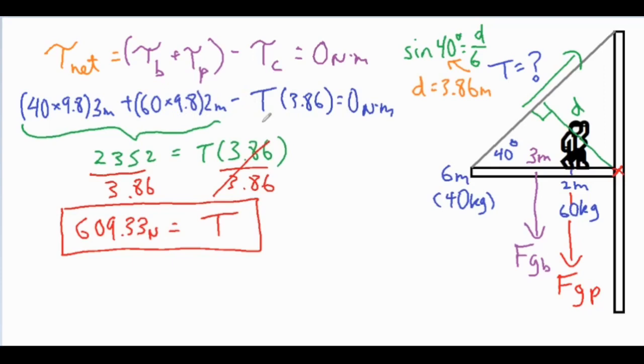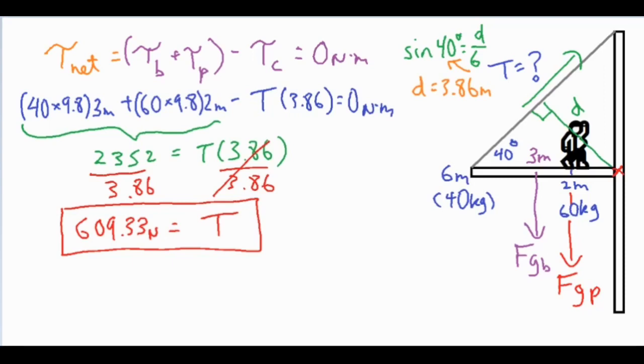And then we subtracted the T, force of tension, times that lever arm that we found earlier in orange over here. And if you take the product of these two and then sum them up, we get 2,352 Newton meters. And then I added the T times 3.86 to the other side, which set these two equal to one another. Divided both sides by 3.86, which left us with a tension of 609.33 newtons.